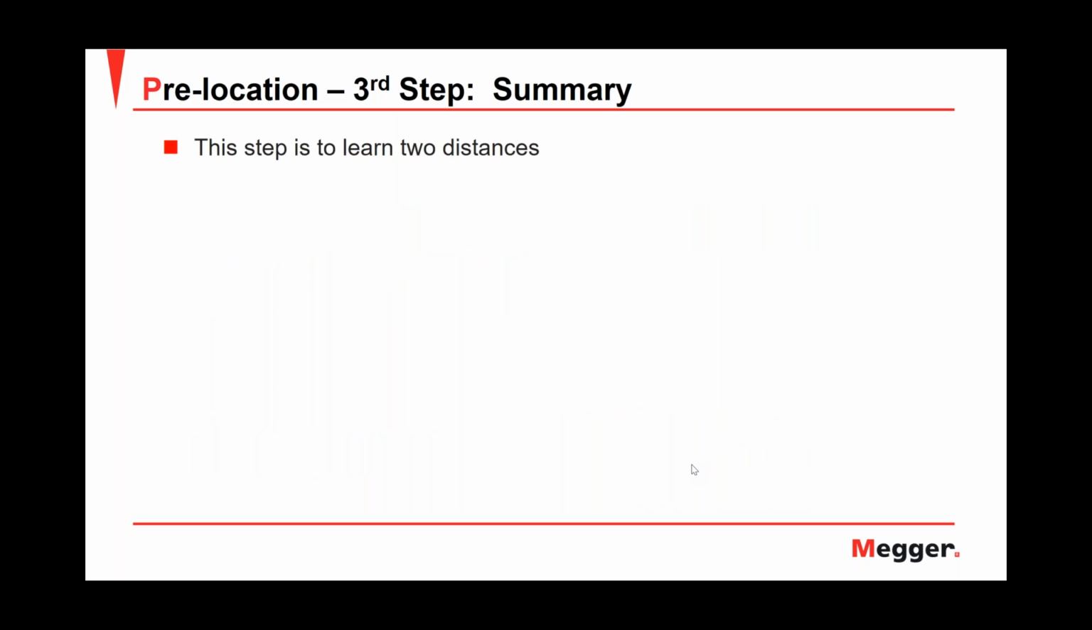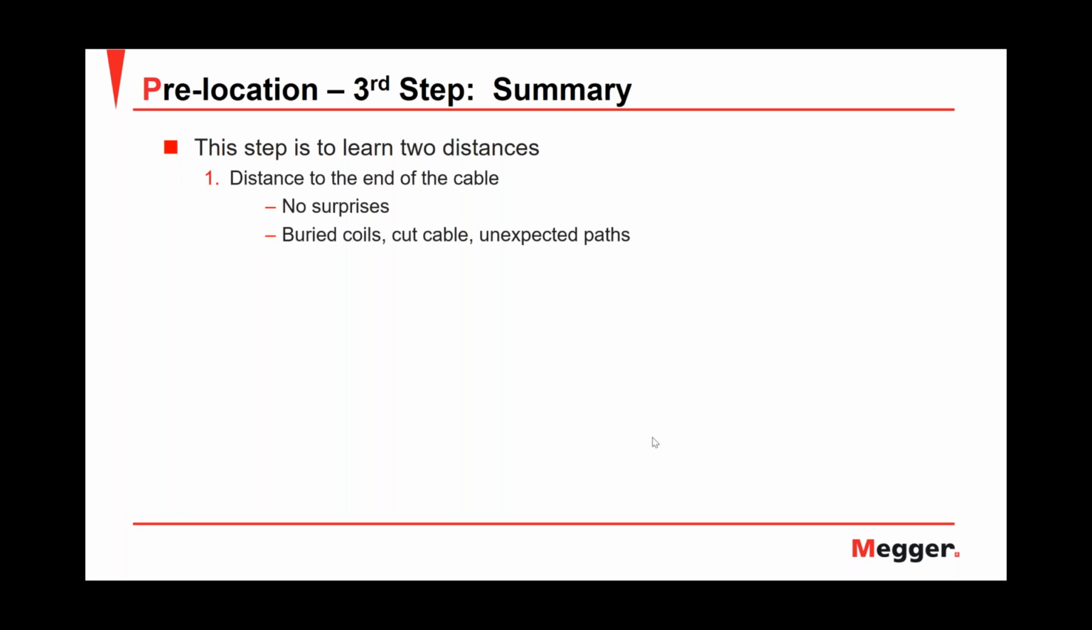Let's continue with the prelocation, just to finish with a brief summary. During the prelocation, there is a step in which I want to learn two distances. The first one is the distance to the end of the cable. I want to double check the length of my cable, so I have no surprises like buried coils or a cut cable or unexpected paths.